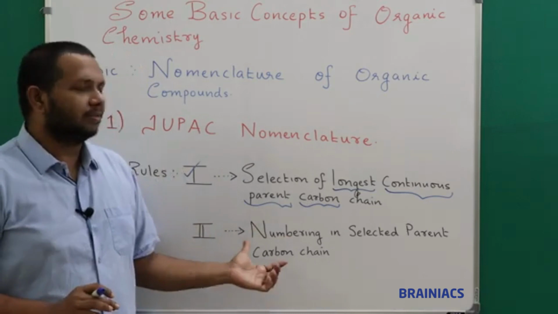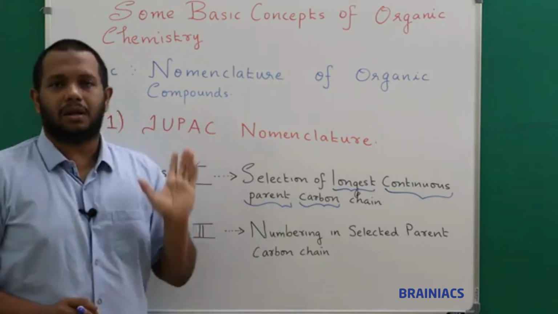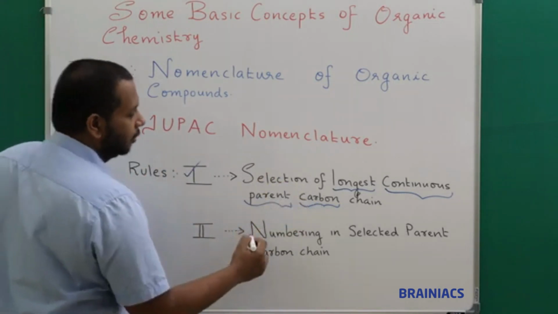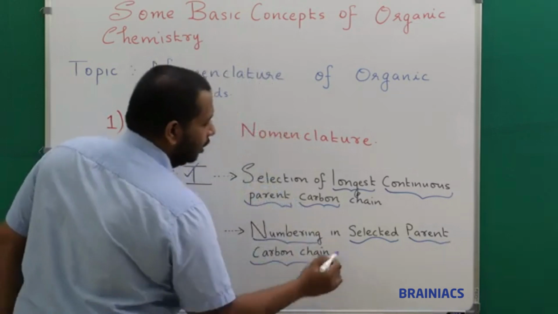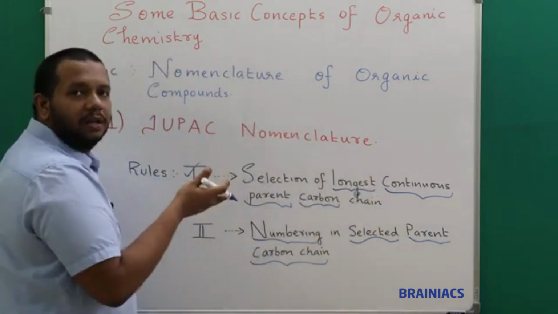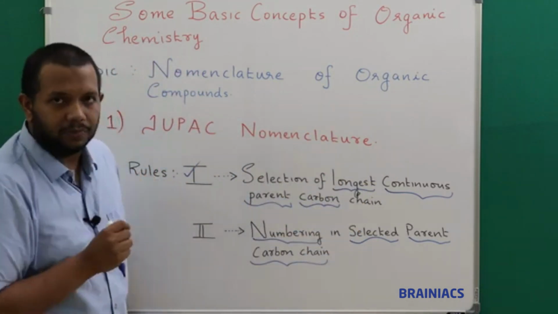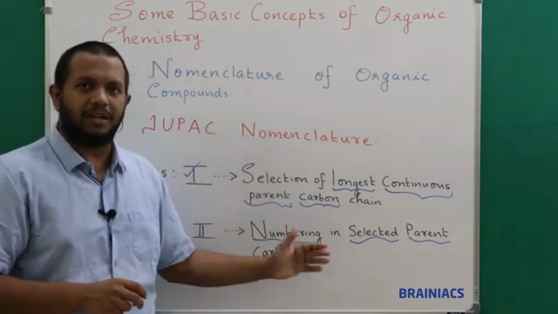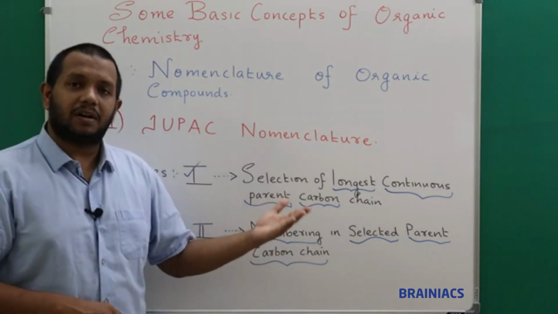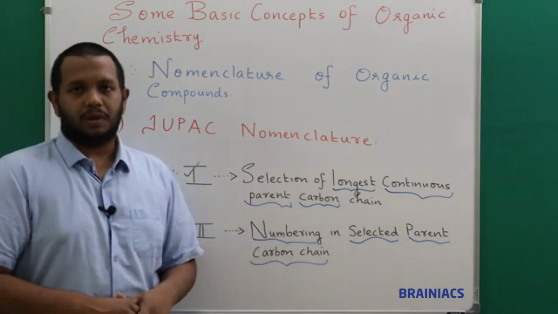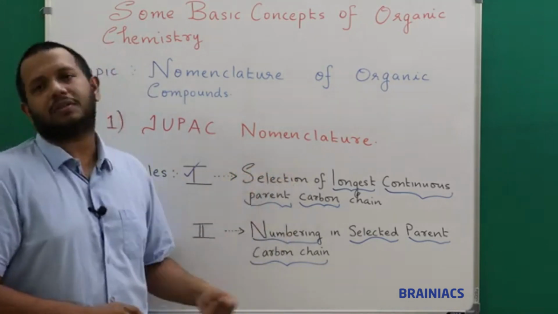And the next step, after selecting the longest continuous parent carbon chain, is numbering. Where you need to number is also very important. That is numbering in the selected parent carbon chain. What you selected in the first step, the longest continuous parent carbon chain, that particular chain you need to number. How to number it we will explain in detail, and what steps and rules to remember while numbering. All these will come under sub rules for these two. There will be sub rules for each step, step 1 as well as step 2.